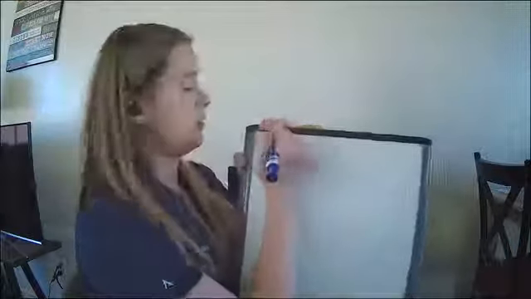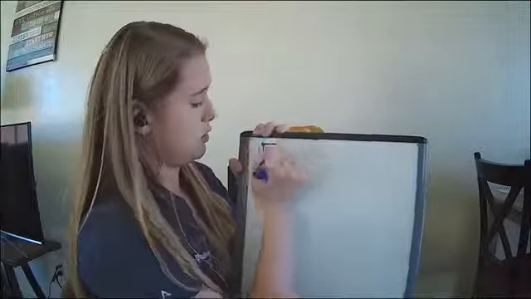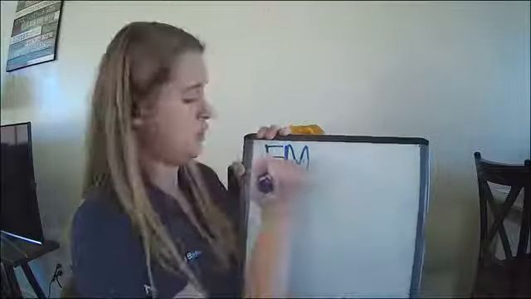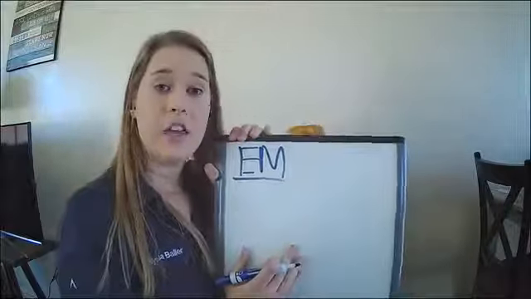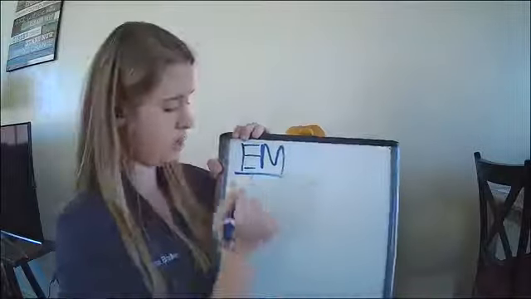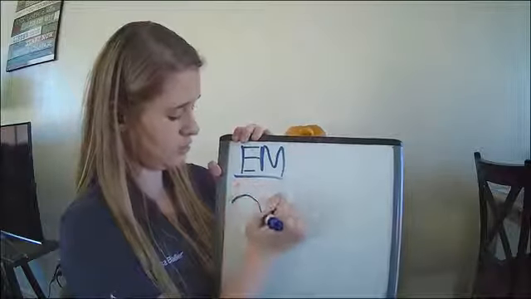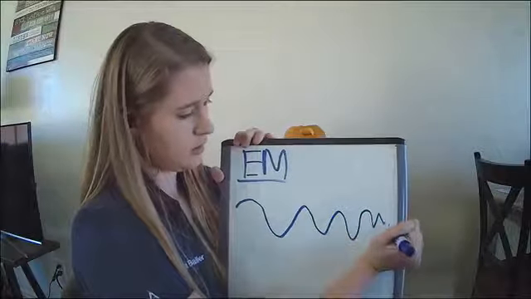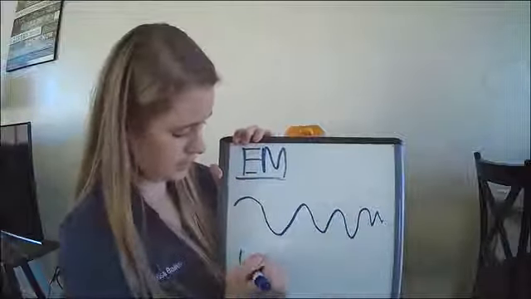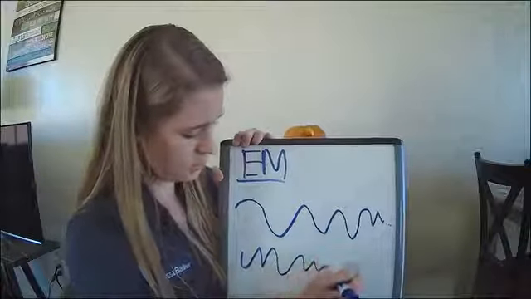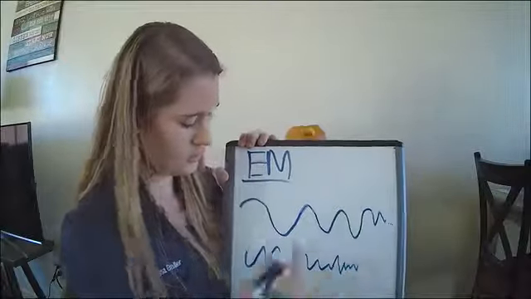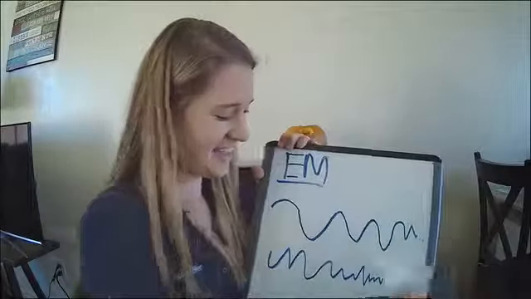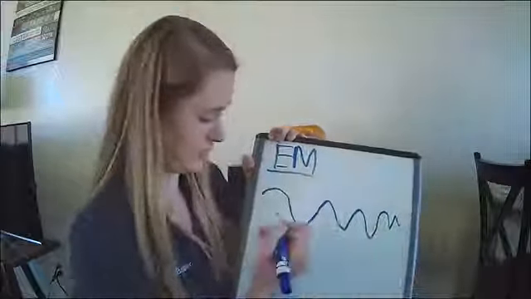Okay, so there is this thing called the electromagnetic wave spectrum, or the EM spectrum for short. And there are different wavelengths. So it kind of goes like this. We go from longer wavelengths to a little bit shorter, and it keeps getting closer together and closer together. They stay the same height, but they start getting closer together.